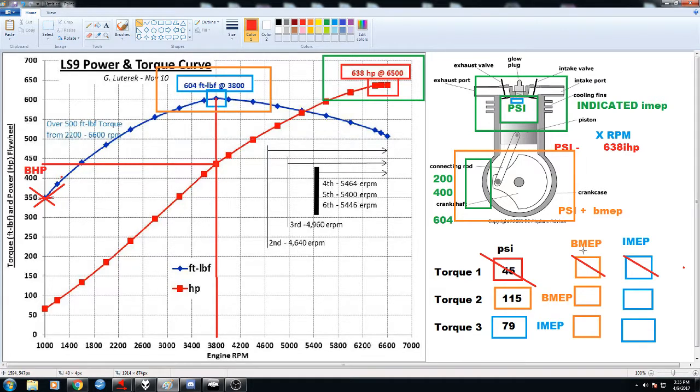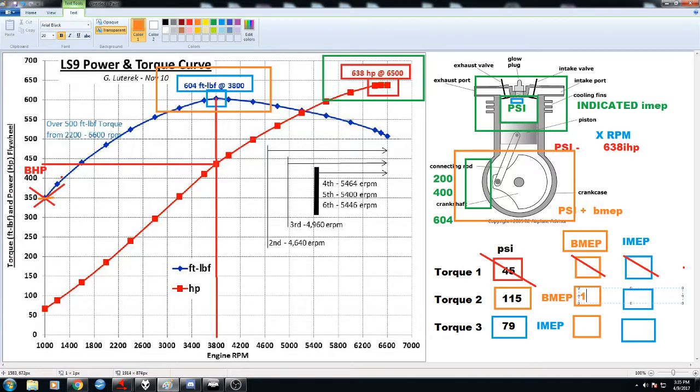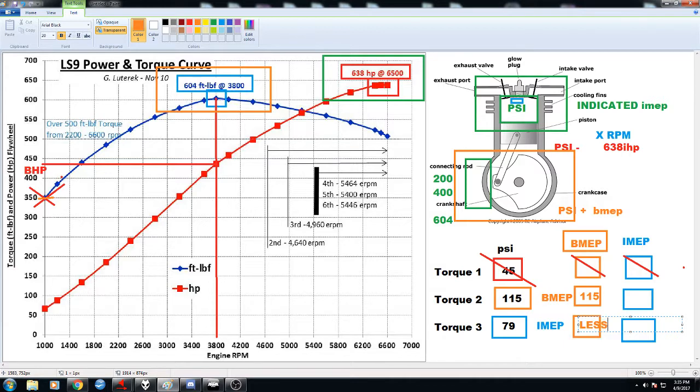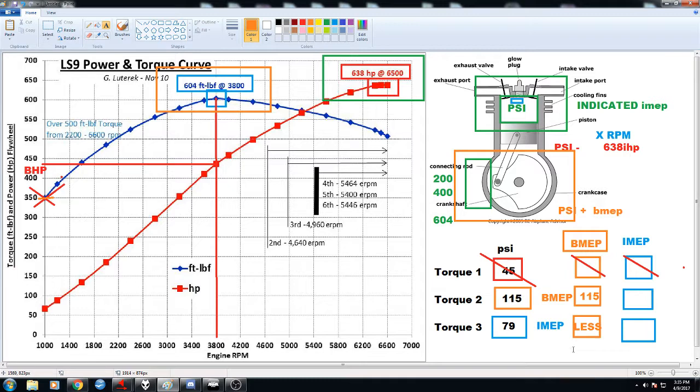Anyway, if we are using brake mean effective pressures, we're making our profile in BMEPs, then we need to retain this number to 115, but this guy has to be less, because brake mean effective pressure is always less than indicated. Now I hope you could see how from 79 we're gonna start decreasing this number, kinda assuming how much friction we get, and in order to adjust this we're gonna decrease torque 3 and make it less. That is if you're running brake mean effective pressures.